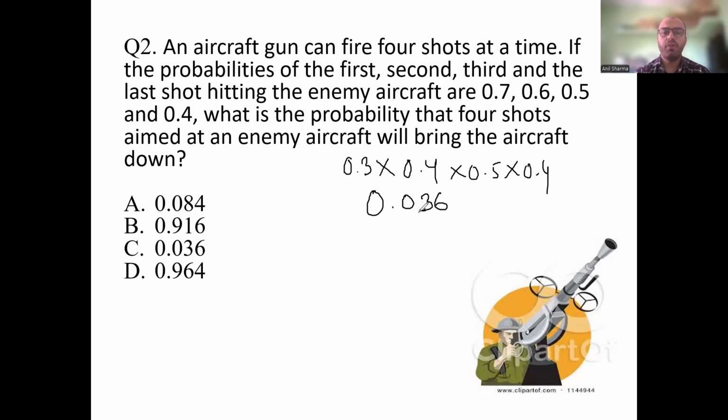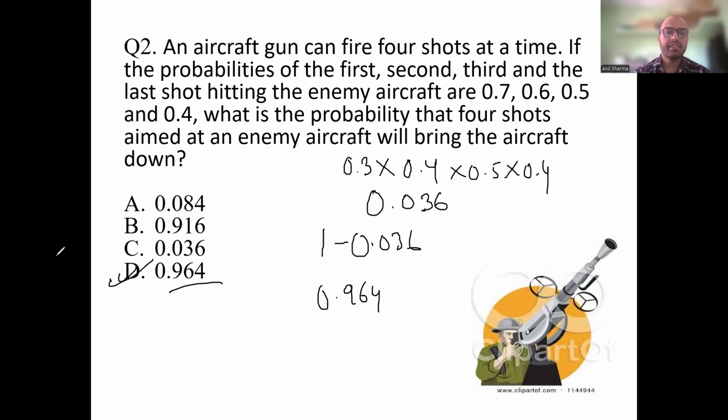Great. So 0.036 is the probability of not hitting the target. But what I need is the aircraft being brought down. So it will be 1 minus 0.036, which comes out to be 0.964. So the final answer for this question is 0.964. Right? This is how things work here.